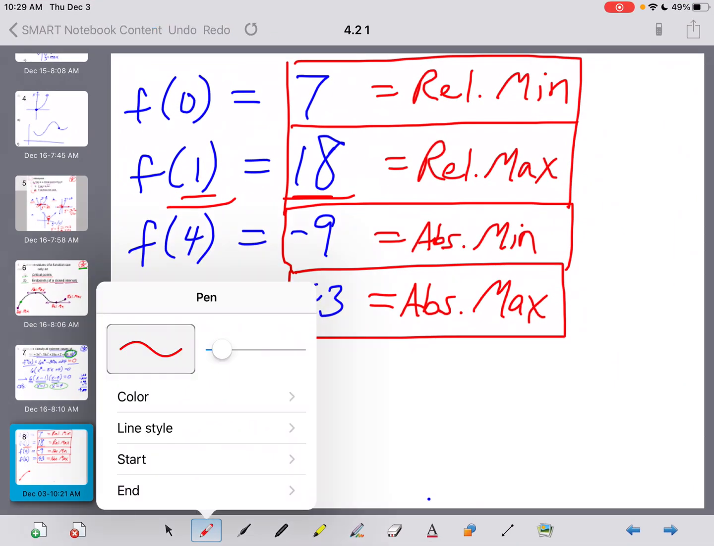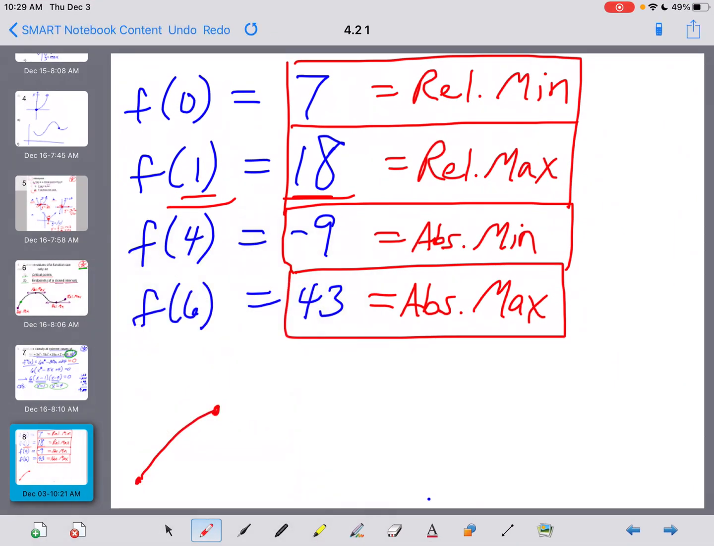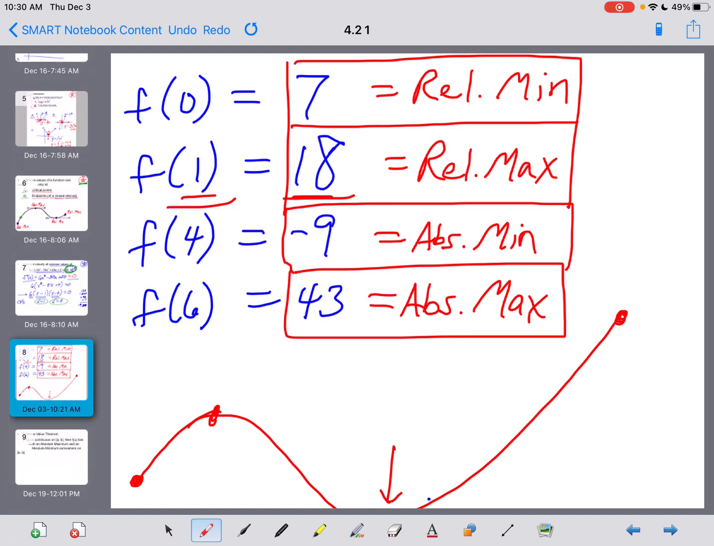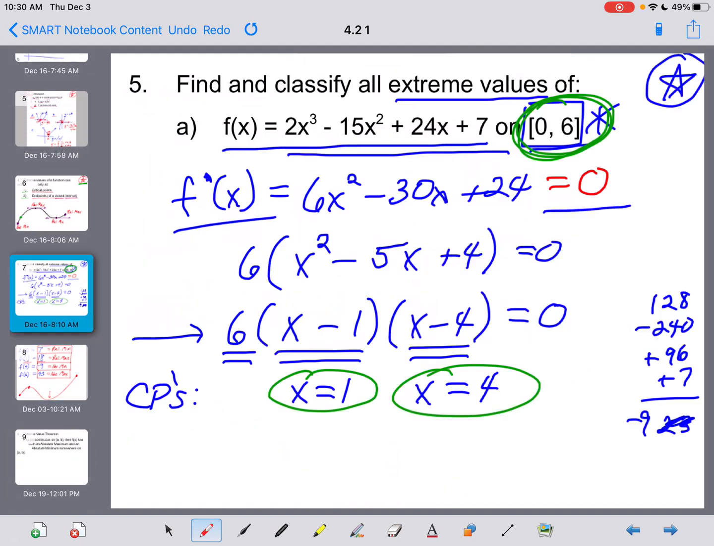I guess I could be a little bit more complete here and say, okay, the graph did this, and then it went lower, and then it went higher. So here was the relative min, here was the relative max. Sorry, ran out of room, but the absolute minimum would be down there somewhere, and the absolute maximum would be here. All right, so guys, that is an important example for you guys to have in your notes and for you guys to understand how we do a problem like that.